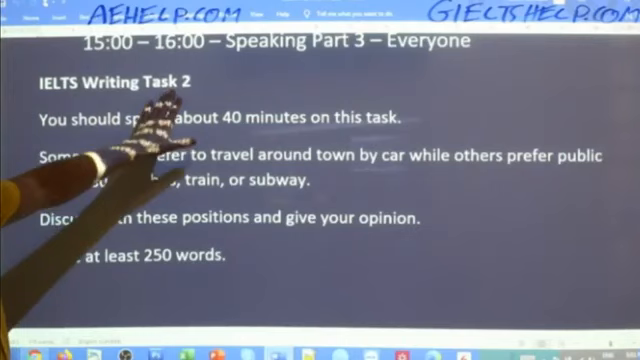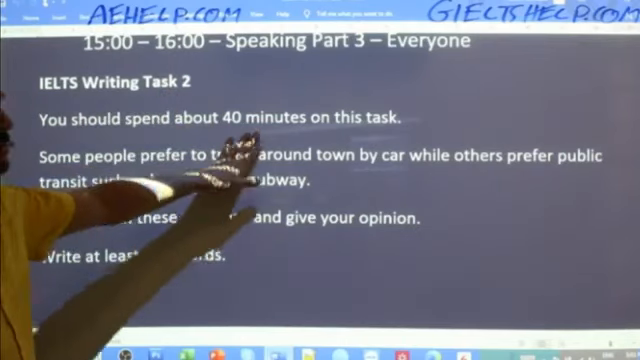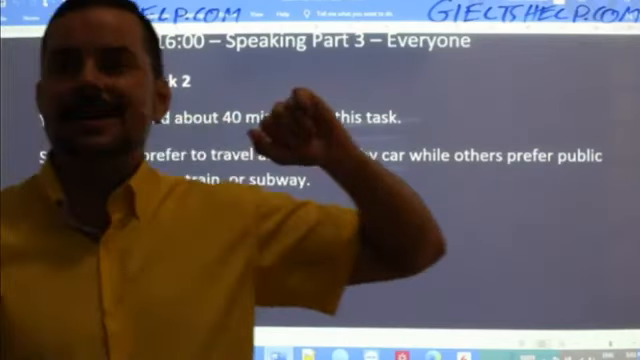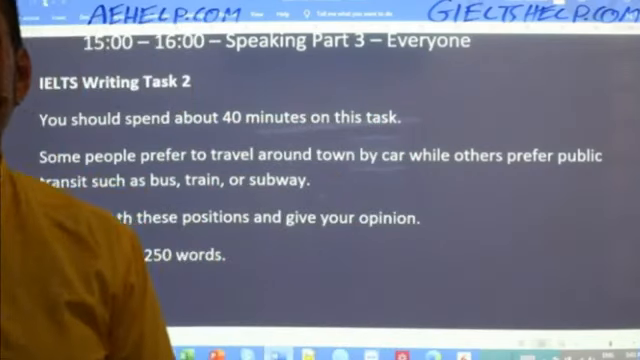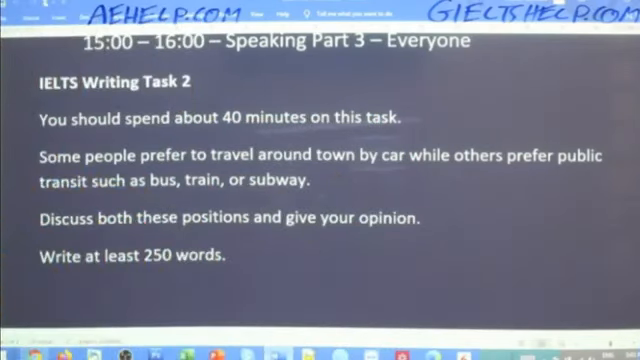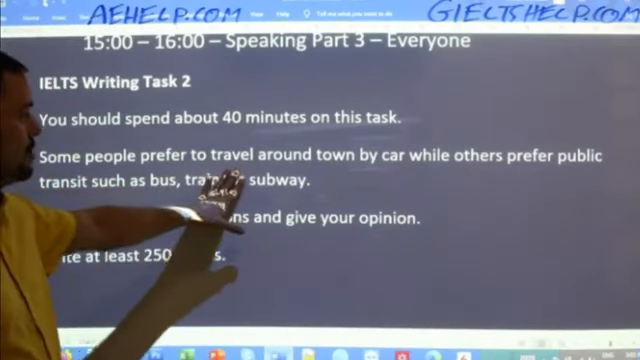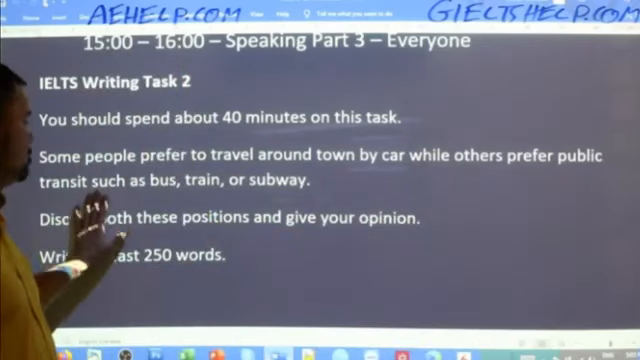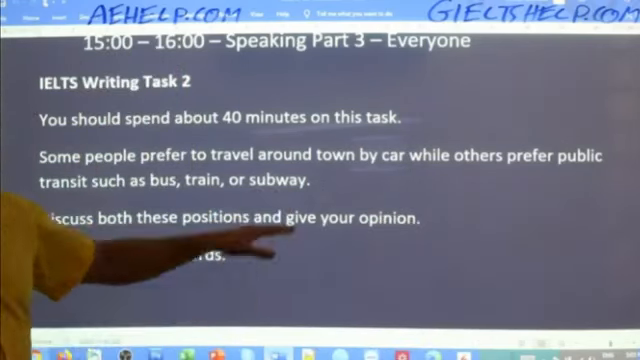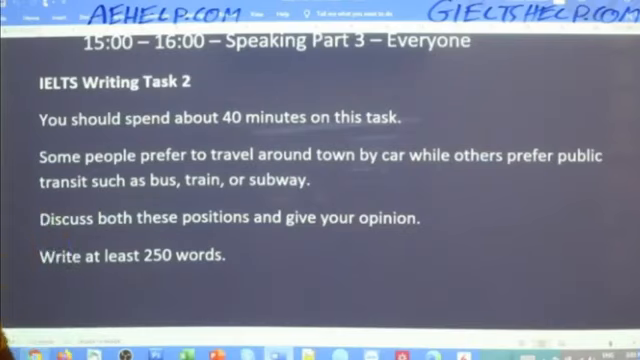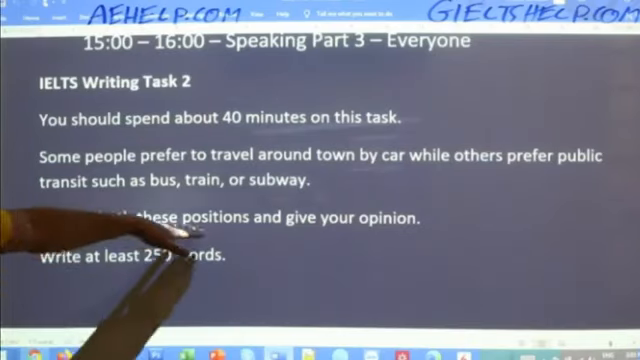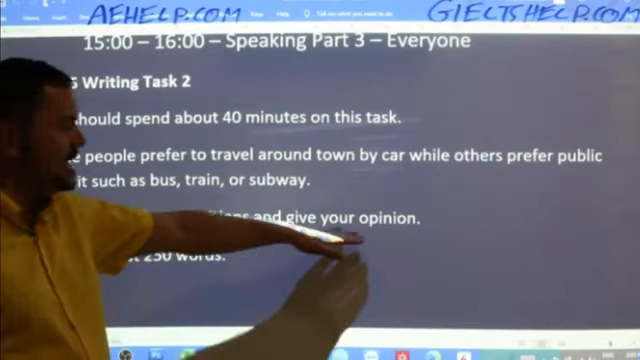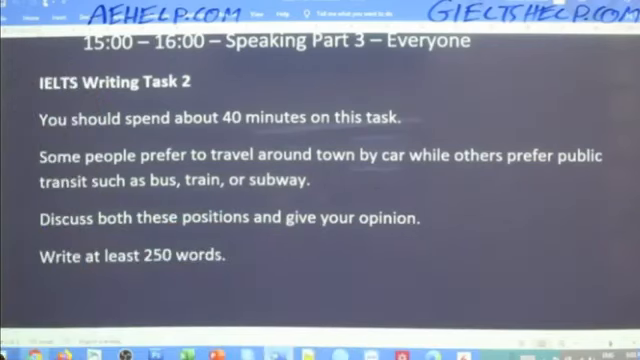IELTS writing task 2. You should spend about 40 minutes on this task. Okay? And here we go. Some people prefer to travel around town by car, while others prefer public transit, such as bus, train, or subway. Discuss both these positions and give your opinion. Write at least 250 words.